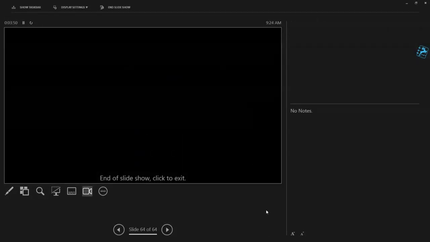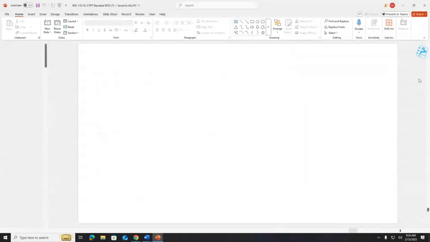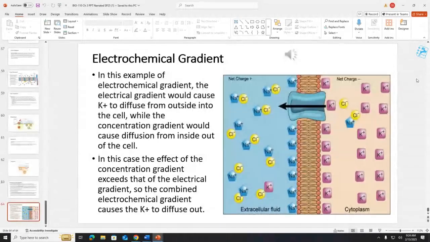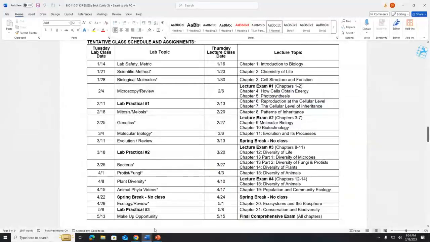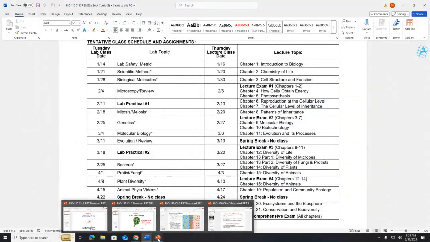Okay, any questions about that chapter? So this was kind of an introductory chapter on cells. We're not done with cells. Some of the future chapters are about functions of cells, how cells divide.